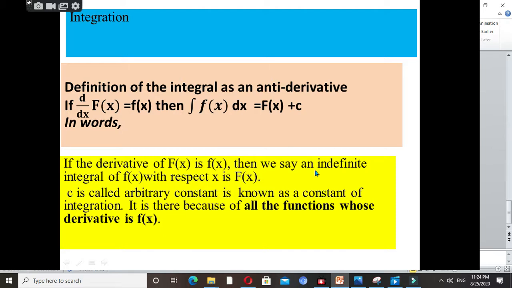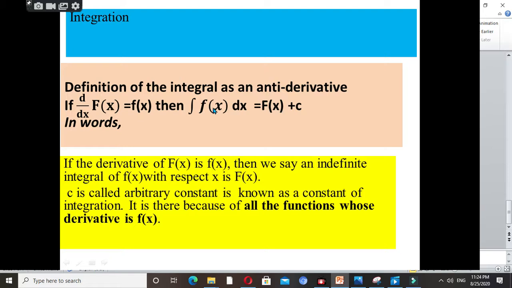Then we say an indefinite integral of f(x) with respect to x is F(x). We can see here also, the integration of this function f(x) is capital F(x) plus c. C is called an arbitrary constant, known as the constant of integration. It is there because of all the functions whose derivative is f(x). This c is there because the derivative of this function is this f(x).